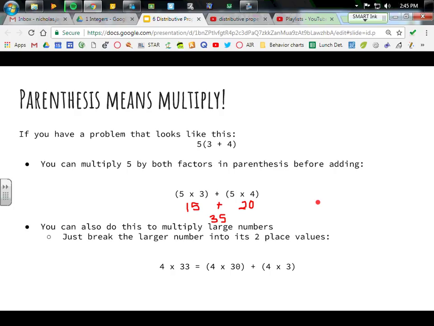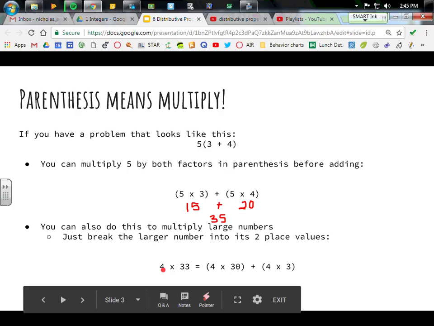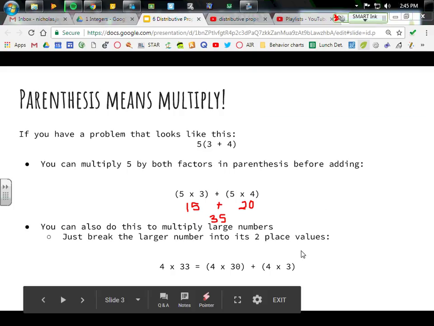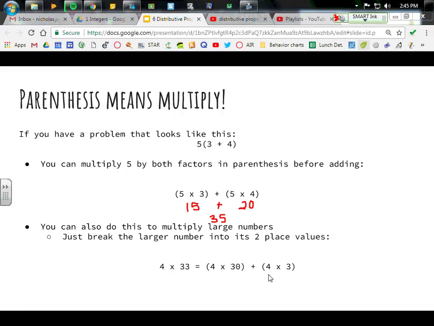All right, so here we are. Here's another one. We can also use this to multiply large numbers, and it may make it a little easier for you. So we can break the larger number down into its place values. So for example, we have 4 times 33, which off the top of your head might not be very easy, but if you break 33 down into its place values and use the distributive property, it's a lot more manageable.